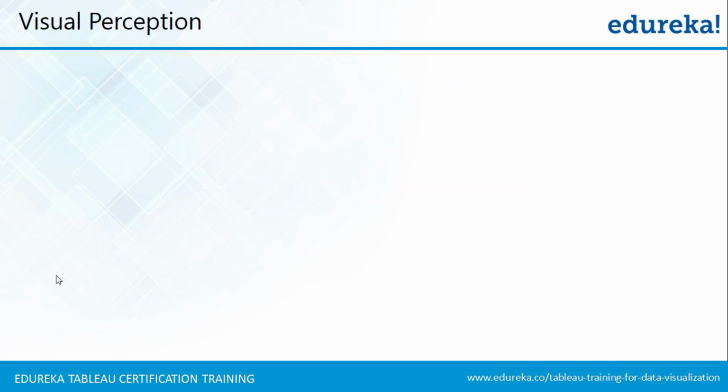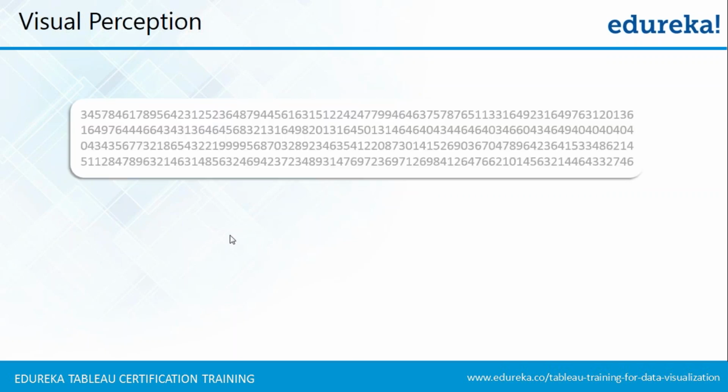And now let us understand how we perceive data. Because unless we understand the visual perception of human beings, we won't be able to make the right choice of how to represent our data. So now let's do an exercise. What you see in front of you now is a series of numbers. I'm asking you to count the number of fives in this sequence. Just go ahead and tell me how many fives you can find in this sequence. You can pause your screen and take your time.